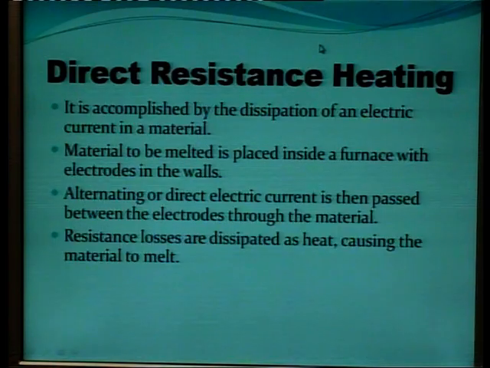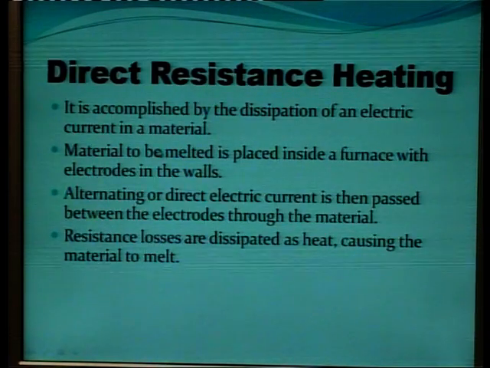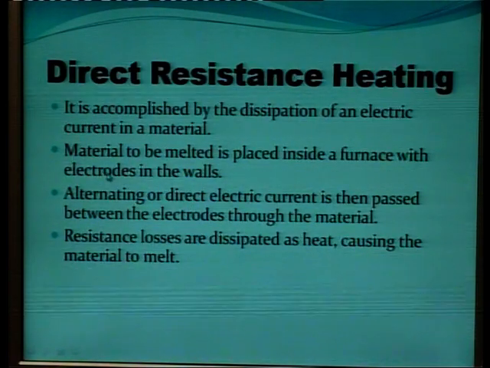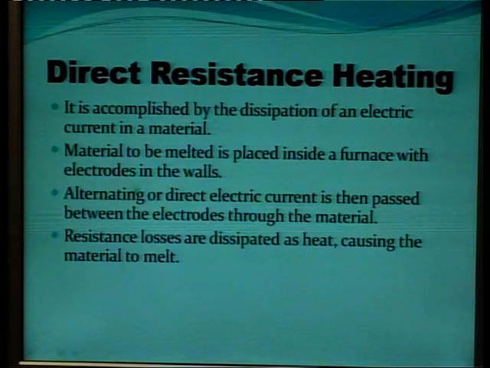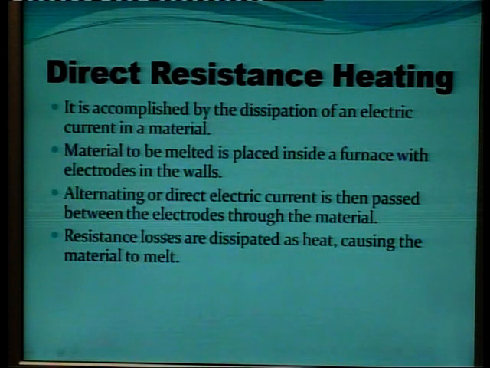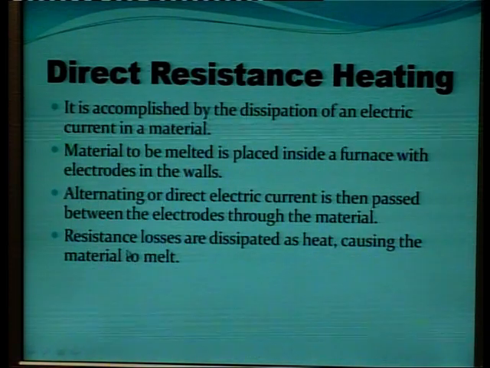Now see, it is accomplished by the dissipation of an electric current in a material. The second, material to be melted is placed inside a furnace with electrodes in the walls. Alternating or direct electric current is then passed between the electrodes through the material. And last is, resistance losses are dissipated as heat, causing the material to melt.